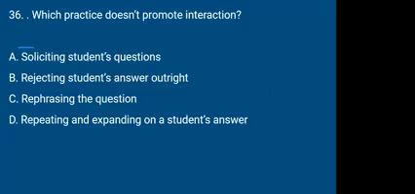Letter A, soliciting students' questions. Letter B, rejecting students' answer outright. And for letter C, rephrasing the question. And letter D, repeating and expanding on a student's answer. So saan dyan? So it's very obvious, no? Yes, very good. The correct answer for this one, it's letter B. Rejecting students' answer right away, di ba?